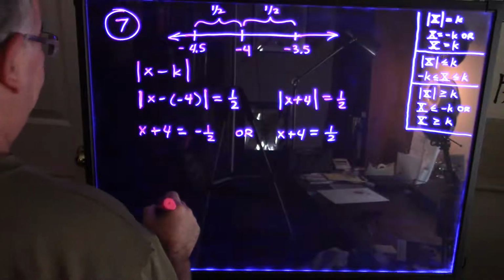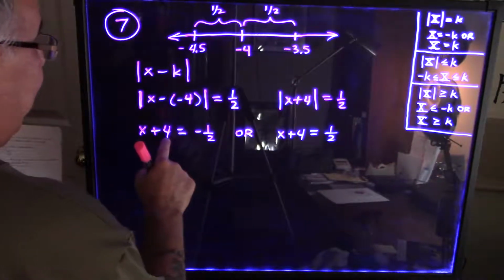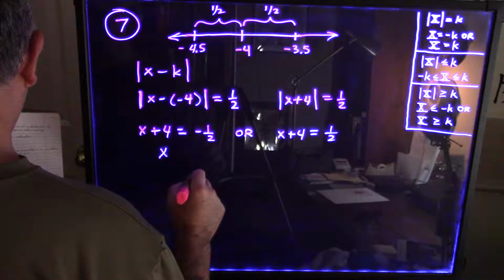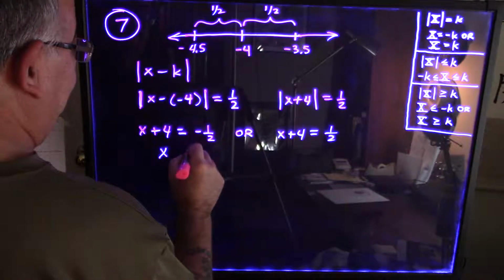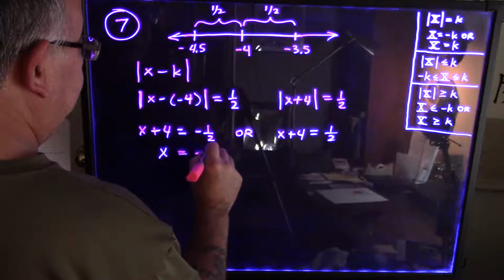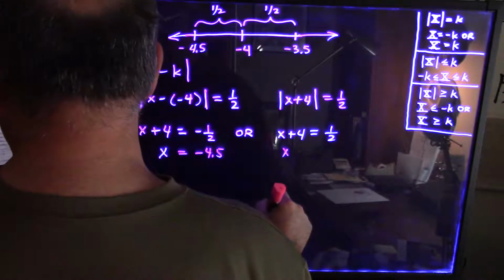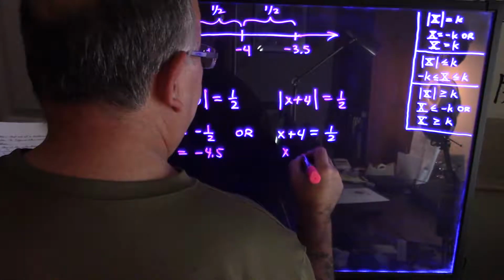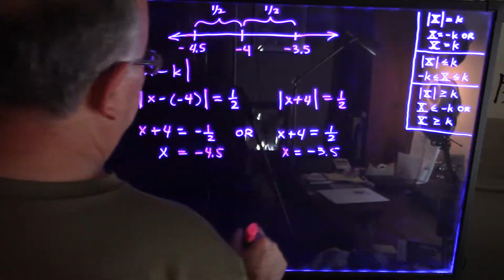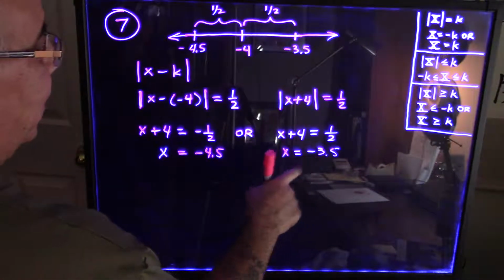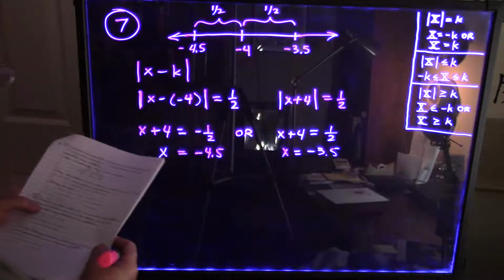All right, and then you solve each of these separately. So if you subtract 4 from both sides, you get x equals negative 4.5. And here you would get, subtract 4 from both sides, negative 3.5. So you take the union of those two answers, so you get negative 3.5 or negative 4.5. All right.